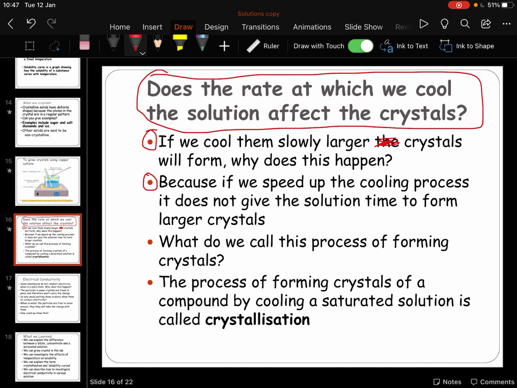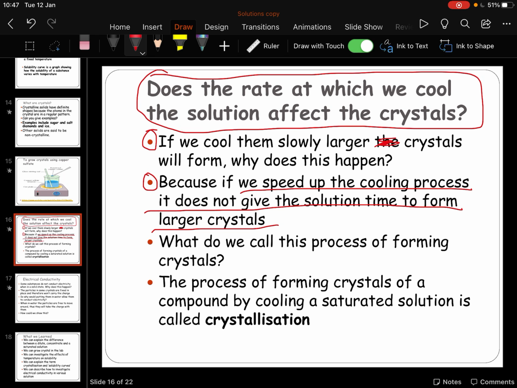Okay, well, if we speed up the cooling process, it does not give the solution time to form larger crystals. So if we force it to cool down really fast, we don't give the bonds time to form. So they don't get time to form their large crystalline shapes. Instead, they're forced to form their smaller shapes, any old bonds really, if you will.